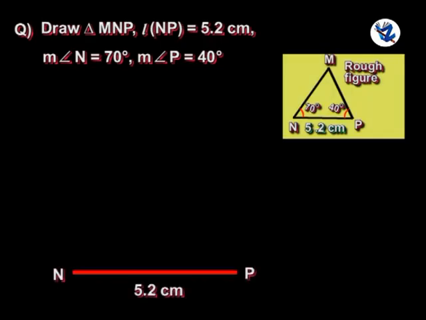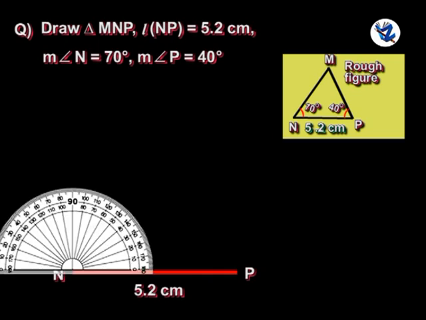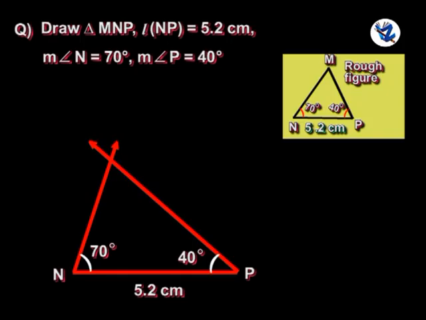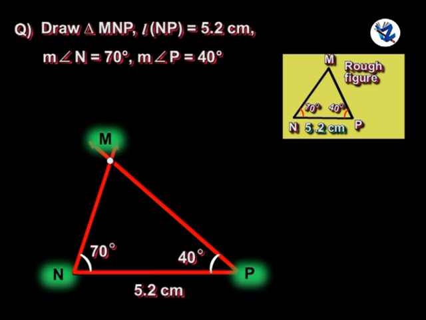Draw segment NP of 5.2 centimeters. Draw ray NM such that measure angle MNP is 70 degrees. On the same side of segment NP as point M, draw ray PM making an angle of 40 degrees. The point of intersection of the two rays is M. Join NM and PM. So this is the required triangle MNP.